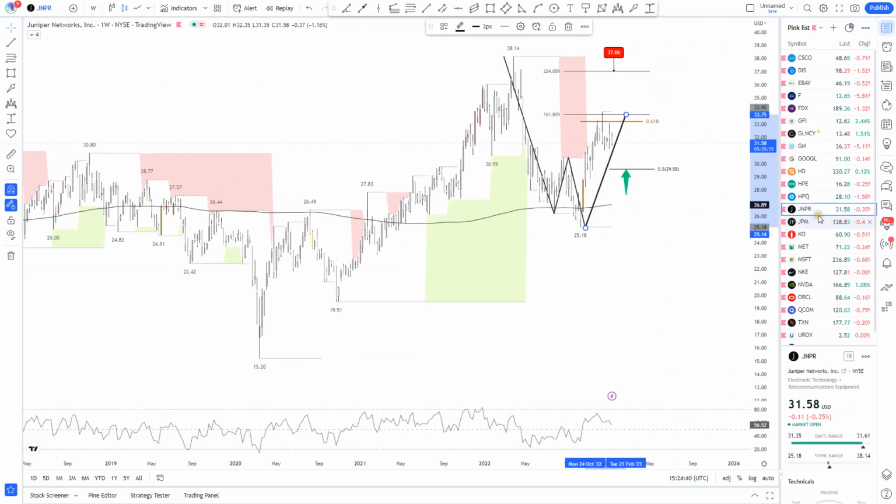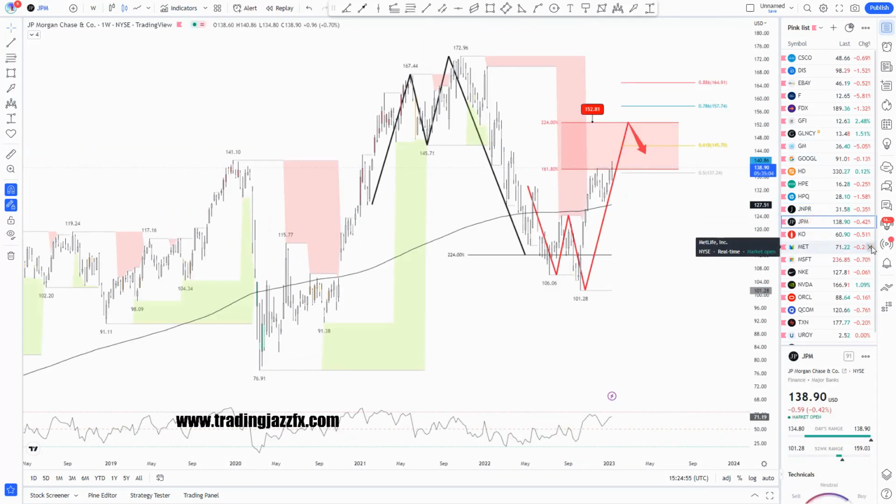even though for those who prefer or who search for a specific pattern to try to short this particular stock, I think the 37.06 may offer a decent risk reward opportunity for that trade to happen. Let's move forward to JP Morgan. A golden Fibonacci extension, some pressure right there.